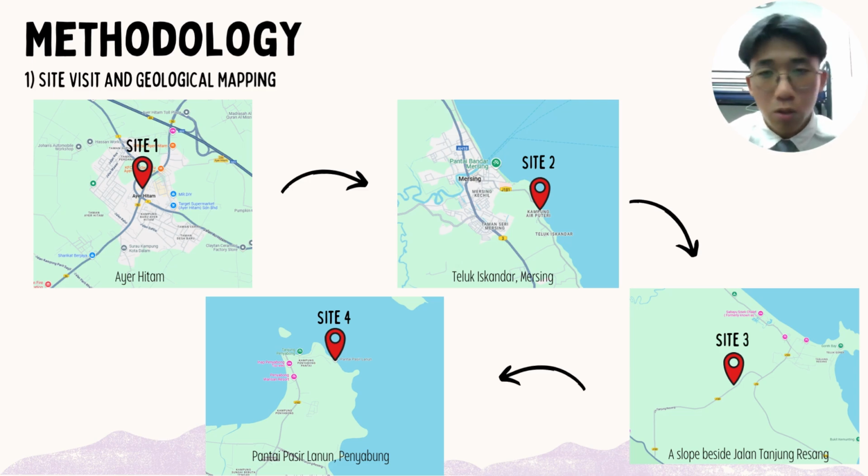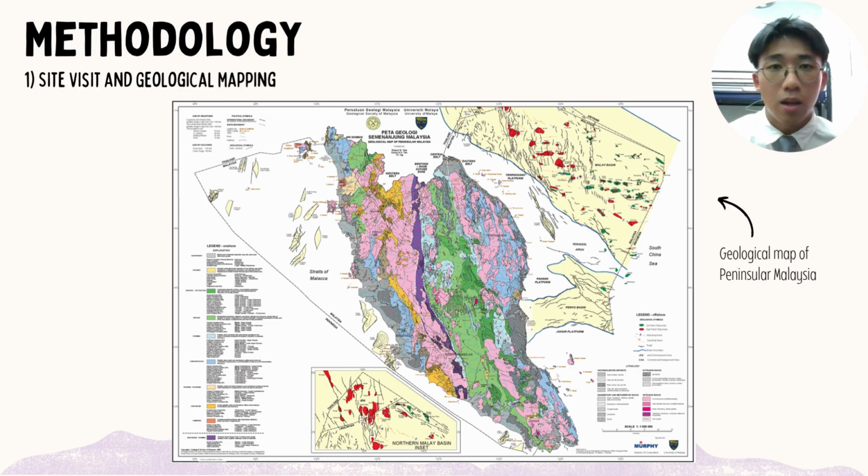As we all know, we went on a trip to Mersing. The first step is site visit and geological mapping. The first site we went to is Air Hitam, the second is Teluk Iskandar, Mersing, the third is a slope beside Jalan Tanjung Resang, and the fourth is Pantai Pasir Lanun, Penyambung. At each site, we identified the rock type and geological structures with the help of geological mapping, because it states the characteristics of the rock in that area.